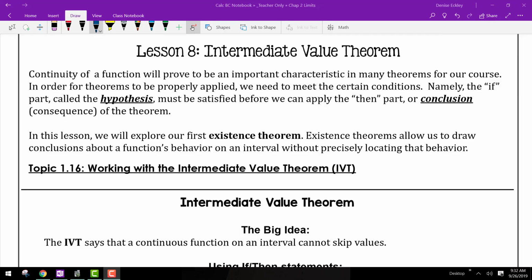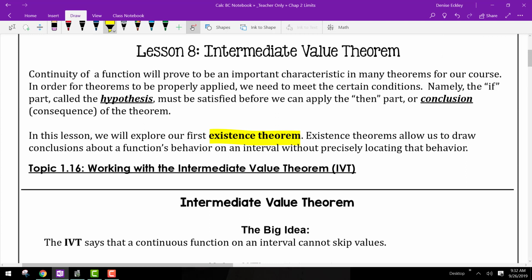Lesson 8, Part 1, the Intermediate Value Theorem. We have already discussed in class the proof of the intermediate value theorem. So now we're just going to use what are the big ideas. One thing I want to point out before we start, though, is that this is an existence theorem.